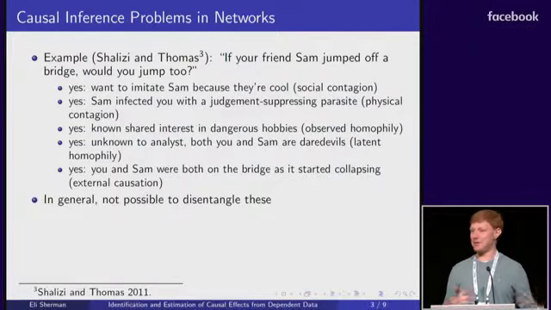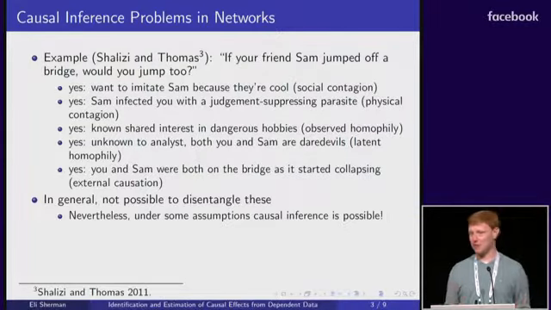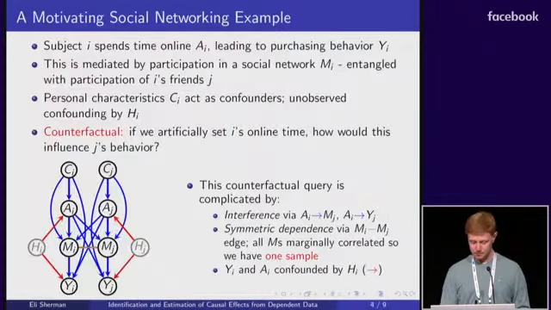Perhaps you and Sam are both daredevils, and whether it's known or unknown to the analyst, this is some sort of homophily, so shared characteristics between the two of you. And finally, it could just be that there's sort of a Tacoma Narrows situation going on where the bridge is actually collapsing and you and Sam have to jump to survive. And in general, it's not possible to disentangle these different ideas, but under some assumptions, causal inference is possible.